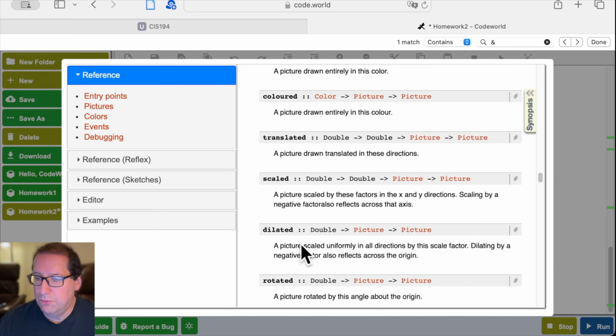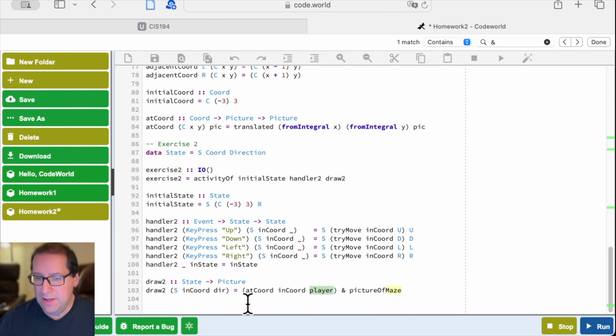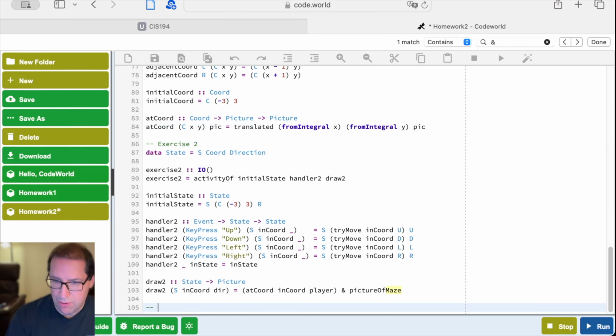Translated, scaled, rotated. Rotated, double from picture to picture: a picture rotated by this angle about the origin. Angles are in radians. Okay. Let's go ahead and copy that and just drop it here.